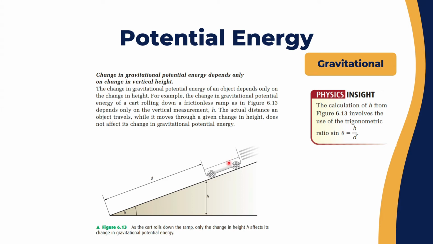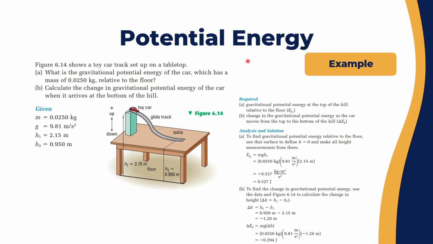But if you want to find the gravitational potential energy of the cart at this point versus the potential energy at this point, what matters is how high it is from the even surface, which is h1 in this case, or from this surface, which is h2. Let's say we have a toy car track set up on a tabletop. You can see the car can glide over this path. It is on the tabletop.